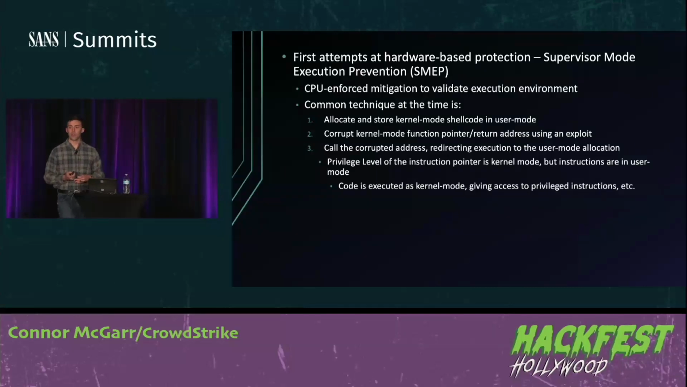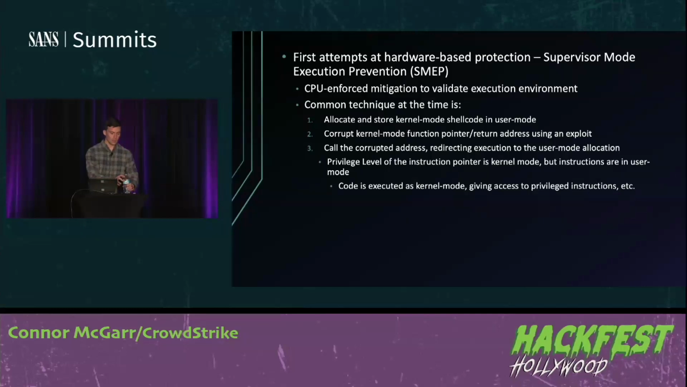So the first attempt at this was a hardware-based protection known as supervisor mode execution prevention, or SMEP. Effectively, it's a CPU mitigation that enforces one of those bullet points I mentioned earlier, which is execution environment. And the reason for this is because the common technique at the time is to do something as follows. An attacker with a kernel vulnerability allocates some kind of shellcode in user mode, right? They're operating in user mode. They want to escalate privileges to kernel mode. Well, they allocate some sort of shellcode in user mode that's going to be executed in context of the kernel.